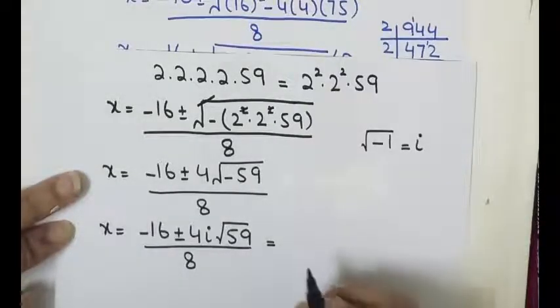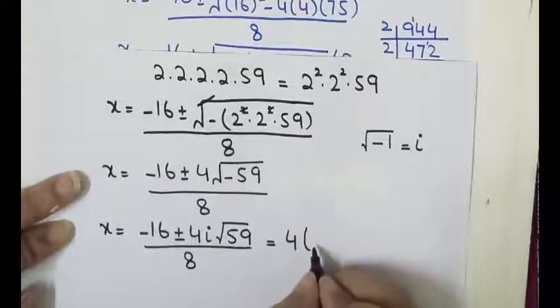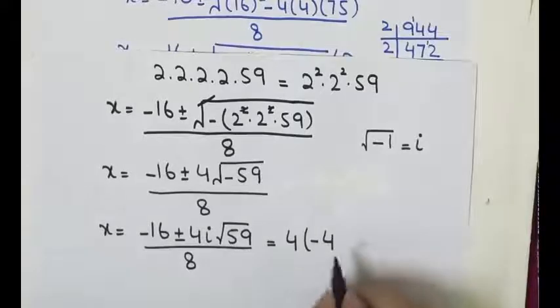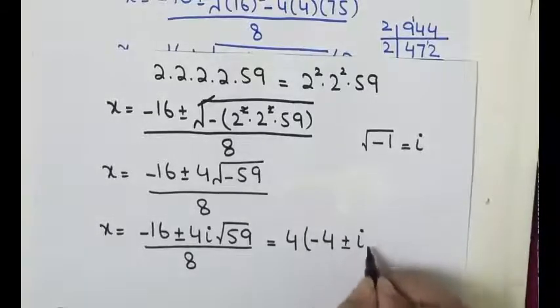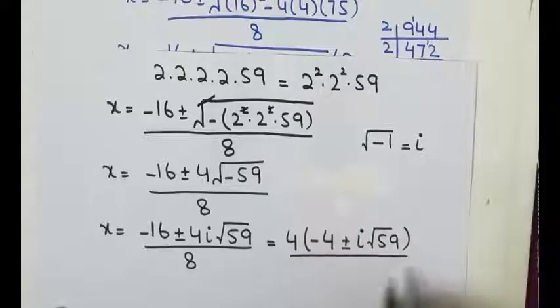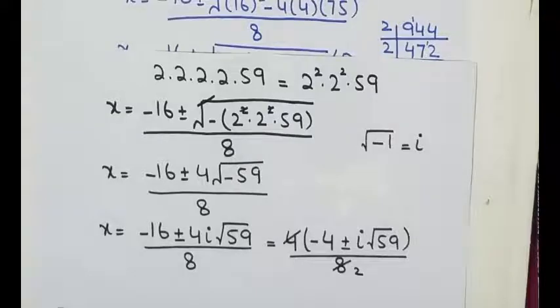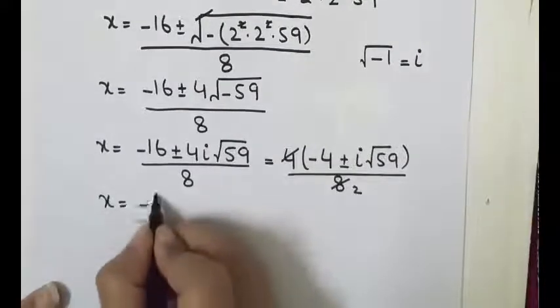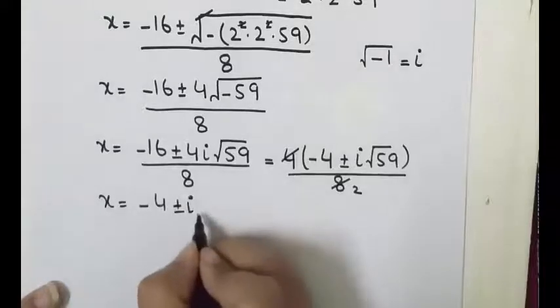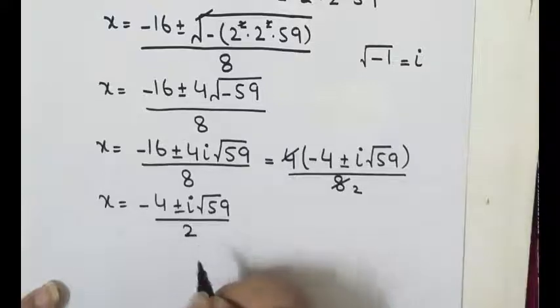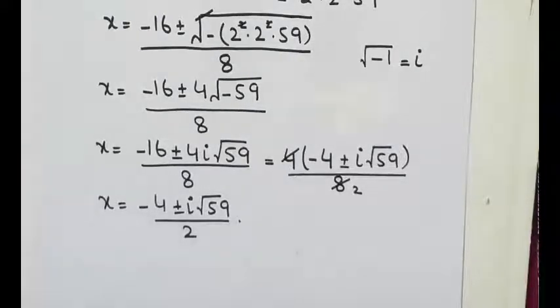From here we will take 4 common. We have minus 4 plus minus iota into 59 over 8. So 4 1 times is 4 and 4 2 times is 8. x is equal to minus 4 plus minus iota under root 59 over 2. So this is the value of x.